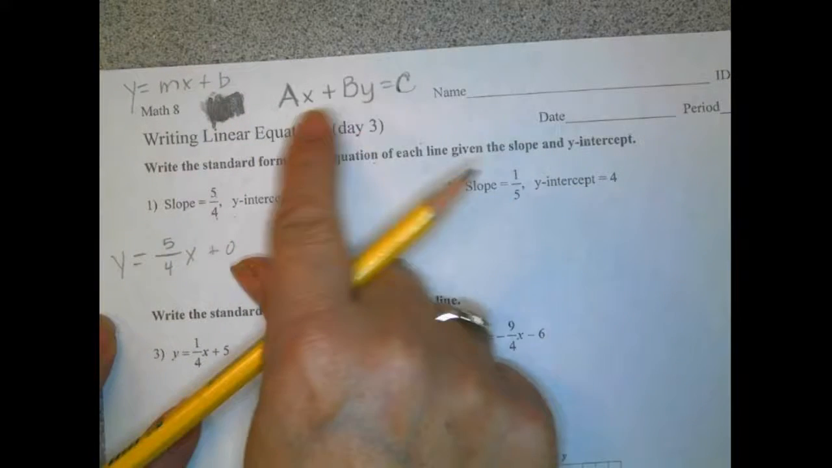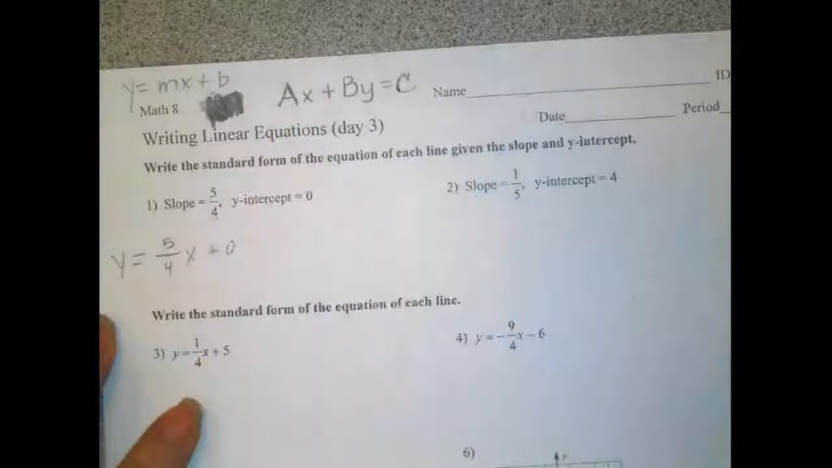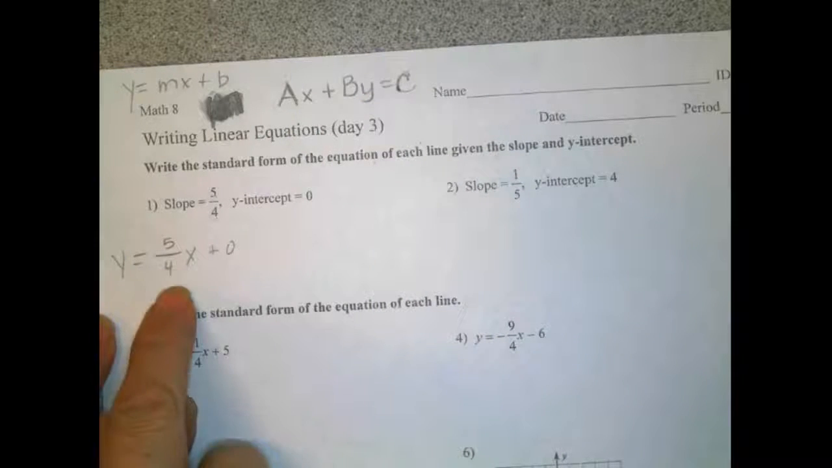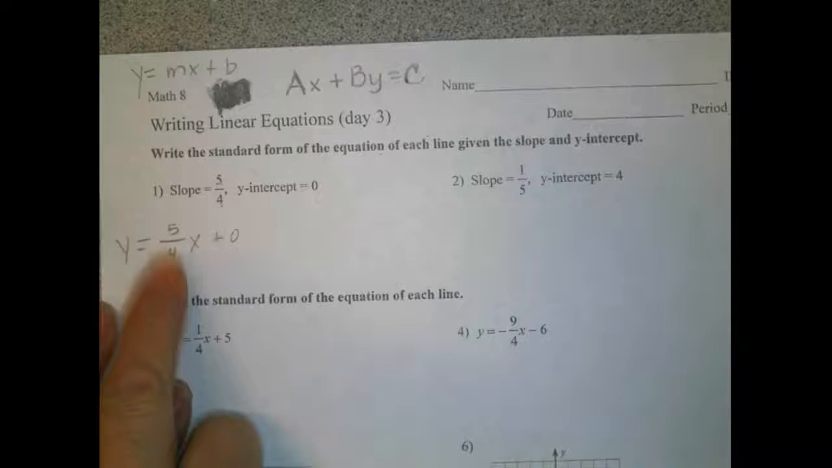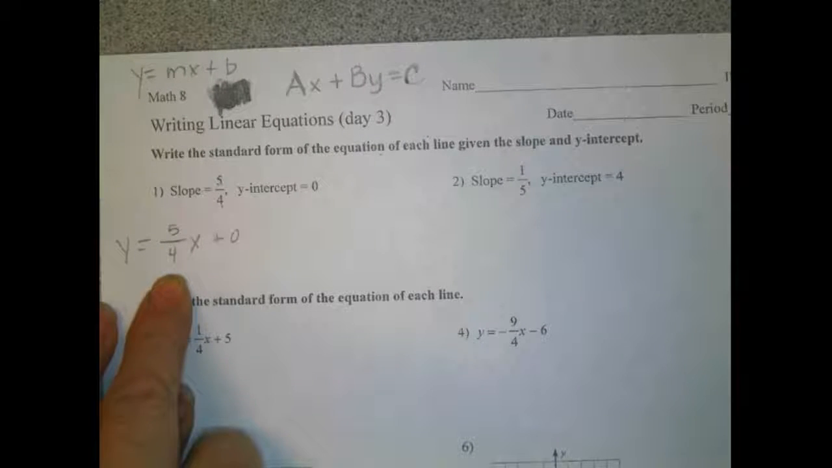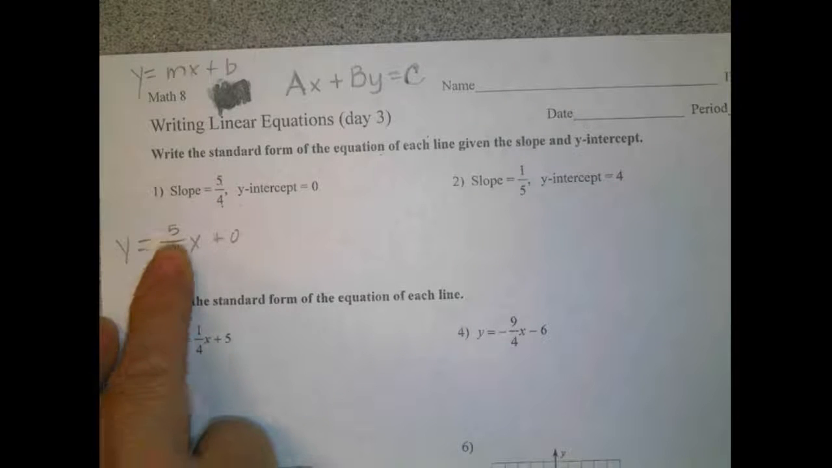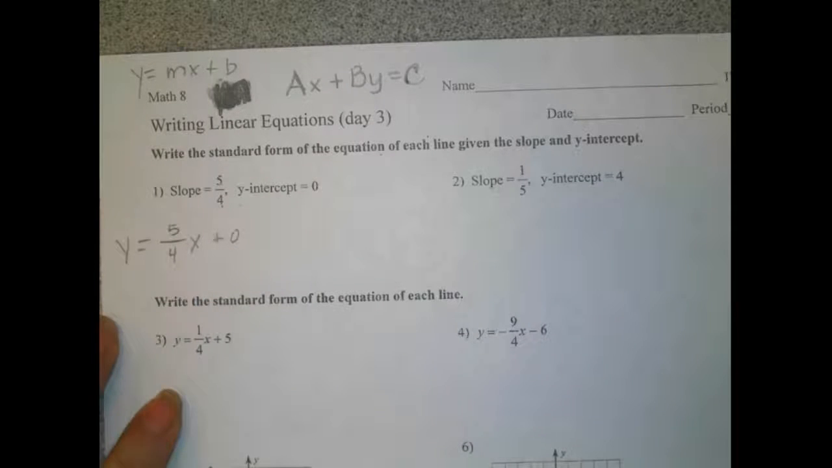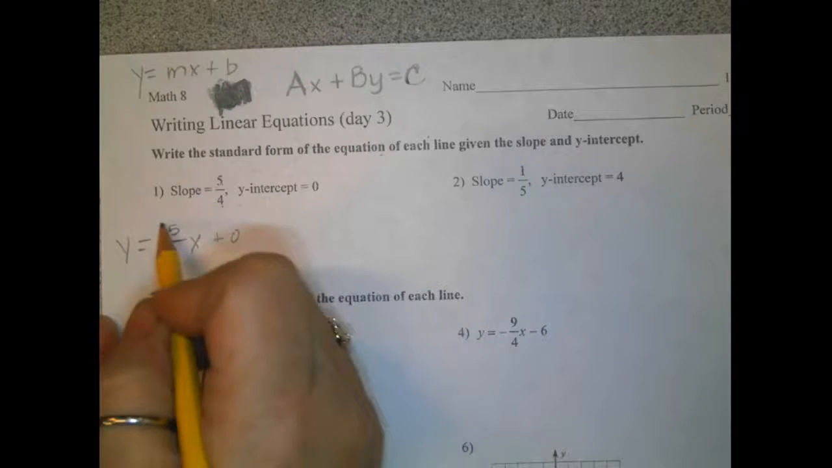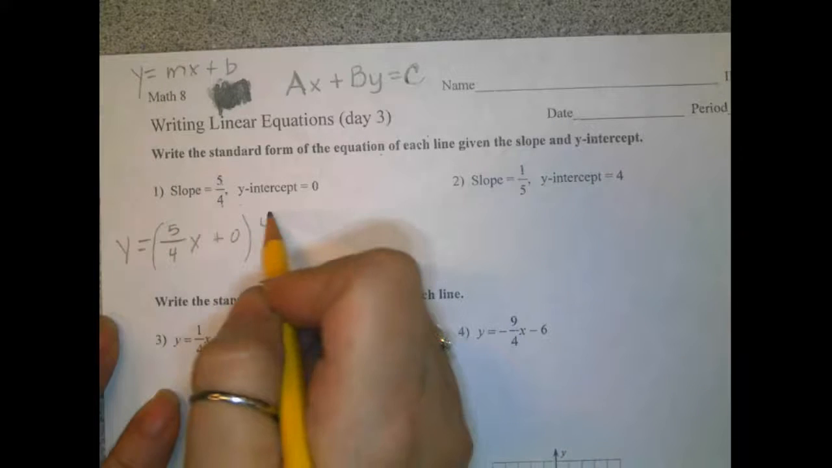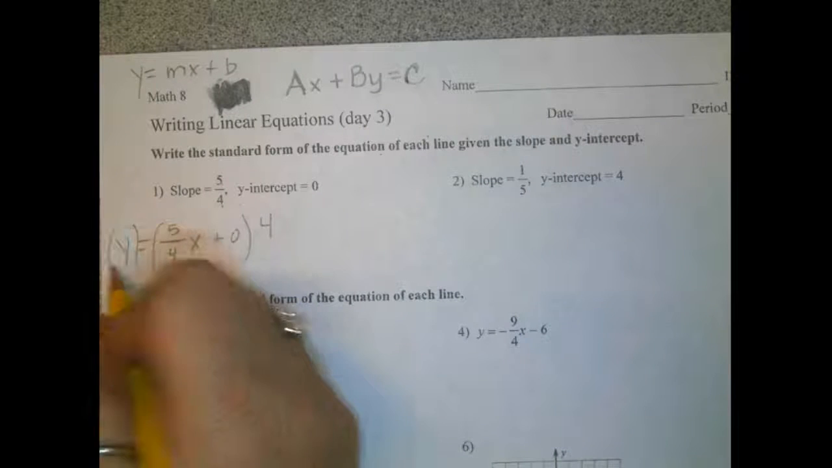That means all of my coefficients need to be whole numbers. I don't want to have a fraction here. So how do I get rid of this bottom 4 here? What do I need to do? What is my inverse operation of division? Okay, I'm going to ask one more. What is my inverse operation, listen carefully, of division? Multiplication. So I'm going to multiply everything by 4 on both sides.